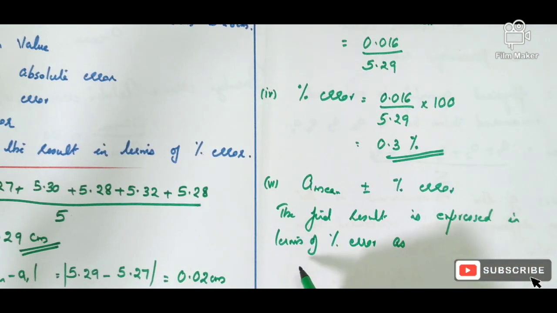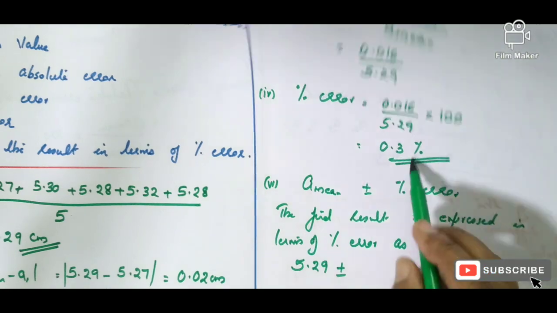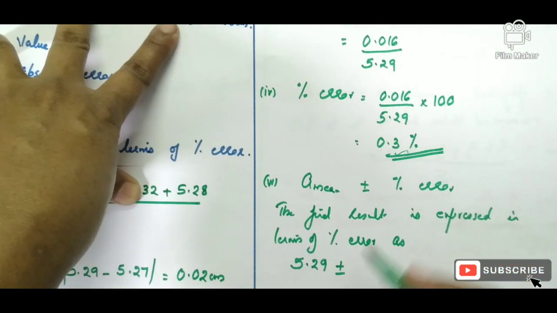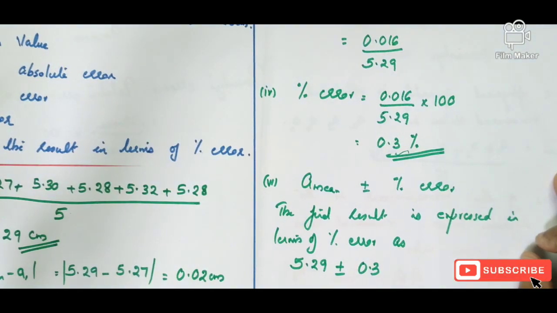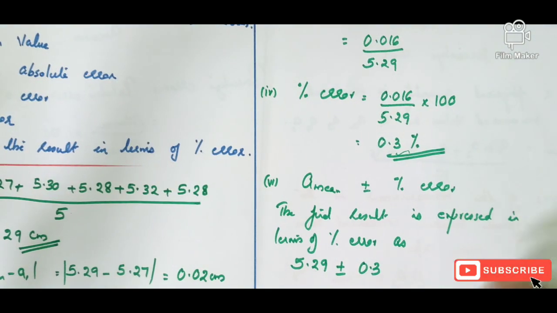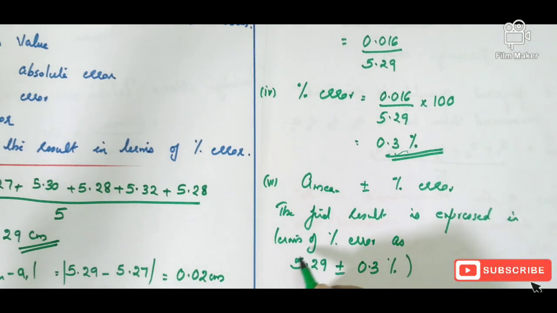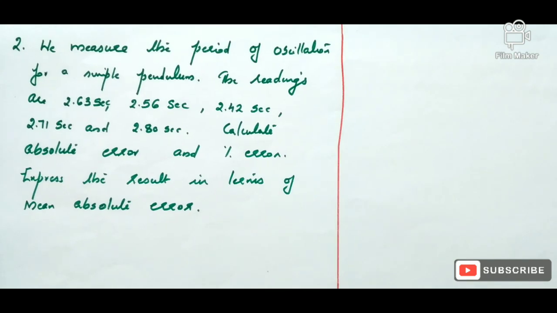That is A mean. What is A mean here? 5.29 centimeter. Plus or minus, what is the percentage error here? 0.3. So 5.29 plus or minus 0.3 percent. This much centimeter is the final result. Now we can do another question.